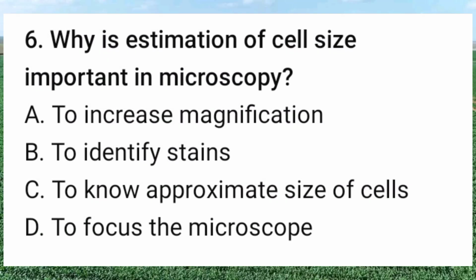Question 6. Why is estimation of cell size important in microscopy? To increase magnification, to identify stains, to know approximate size of cells, to focus the microscope. The answer is C, to know approximate size of the cells.